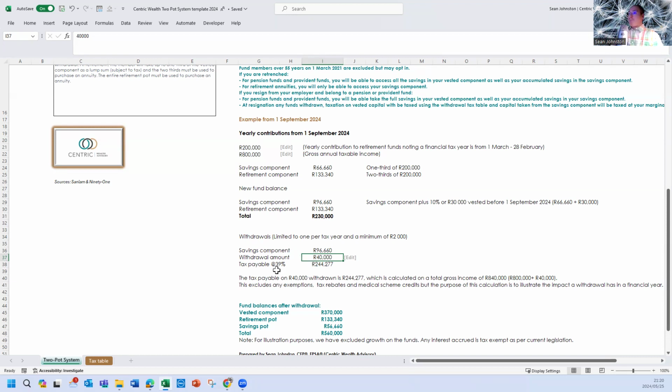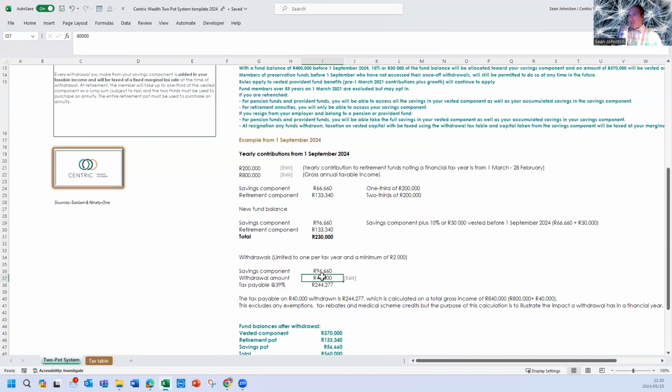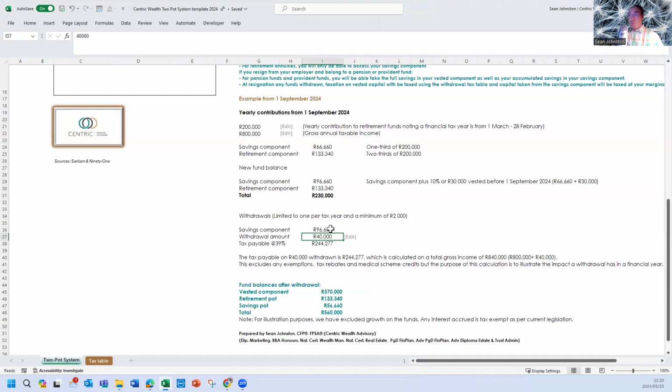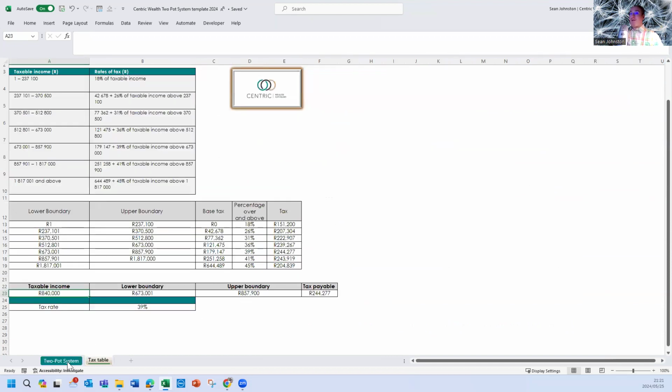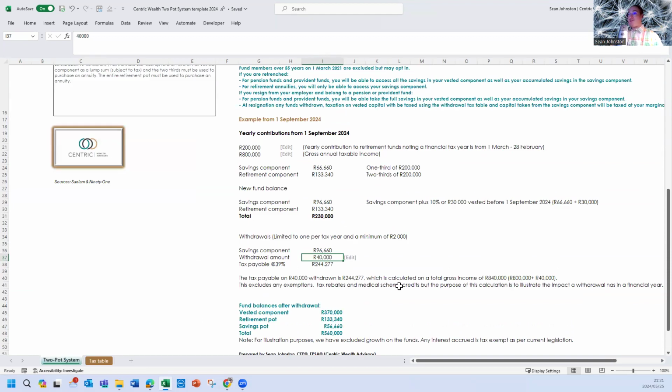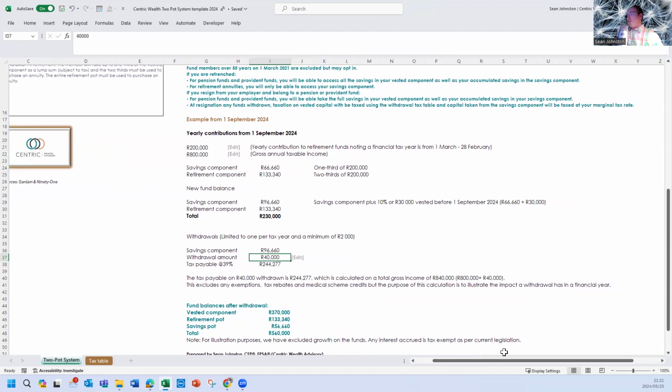That's why I say, was due diligence done by the Treasury when you did all these things? Because the way I see it, SARS is benefiting from you withdrawing because they're getting more taxable income, especially when you start looking at larger numbers. That's why I'm sort of questioning the whole system, because these are small numbers. Start putting in very large numbers and withdrawing big numbers on high tax rates, and you'll start to see just how much SARS is making from all of this, which is crazy. This excludes any exemptions, tax rebates, or medical scheme credits, but the purpose of this calculation is to illustrate the impact withdrawal has in your financial year.